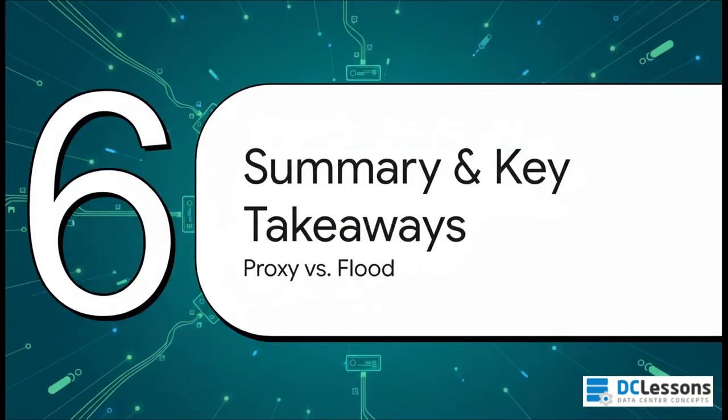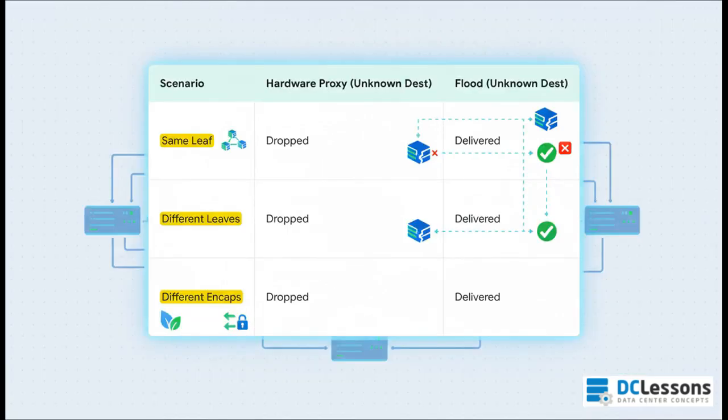Phew! Okay, we have covered a ton of ground here, right? We've walked through how ACI handles this traffic, from the very simple to the pretty complex. So now, let's just pull it all together and really zero in on the key takeaways. This table really says it all, doesn't it? Look down the columns. In every single scenario we looked at where the destination was unknown, the default hardware proxy mode dropped the packet every single time. And flood mode, it delivered the packet every single time. This is the fundamental trade-off you are making when you configure your bridge domain.